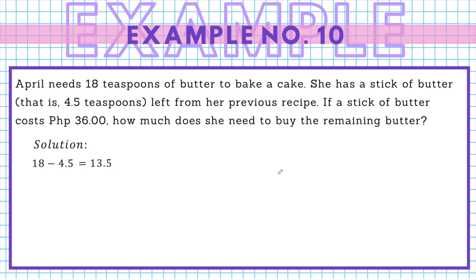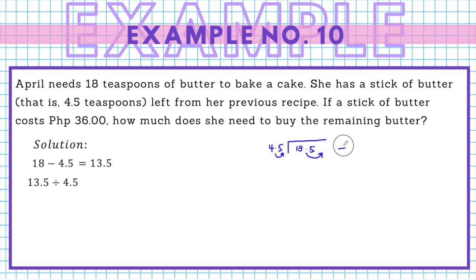So now we know the number of teaspoons that she needs. We convert the number of teaspoons by how many sticks of butter it is by dividing 13.5 by 4.5. Now dividing 13.5 by 4.5. So this is 4.5 and then this is 13.5. Now, of course, we cannot proceed with division without moving the decimal point of 4.5 first. So if we move this once, we also have to move this once to the right.